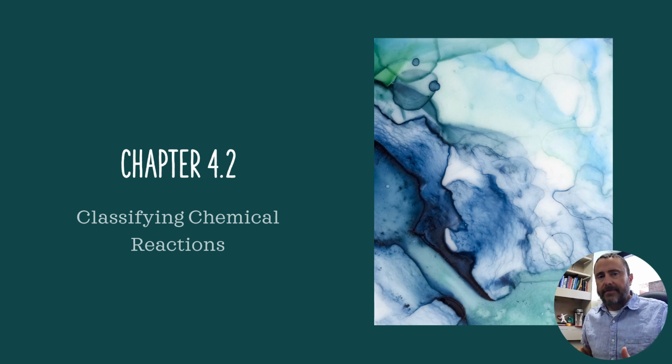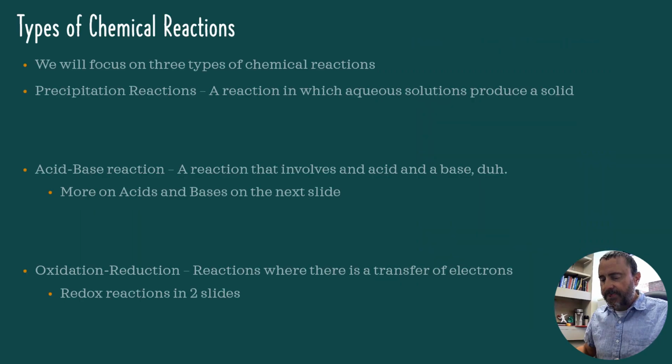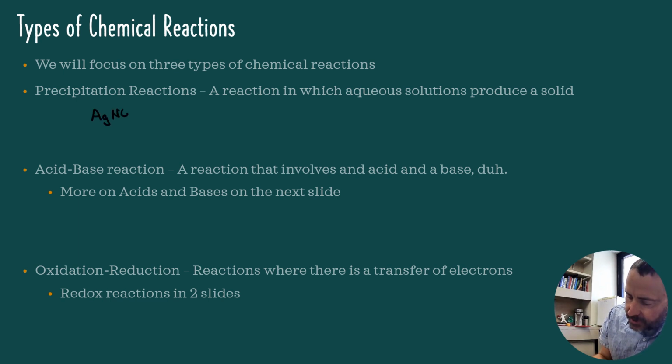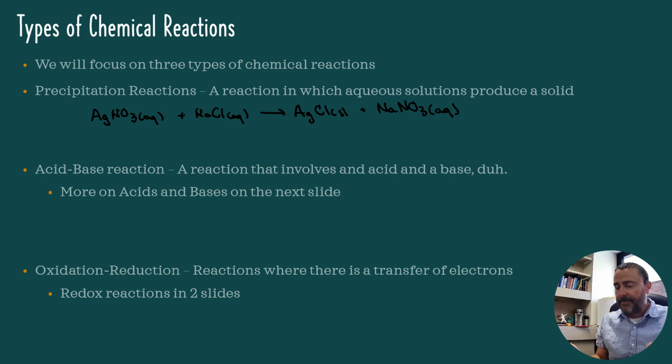All right, now we are going to classify our chemical reactions, right? And so there are 3 different types of chemical reactions that we're going to be interested in. First off, we're going to have precipitation reactions, where aqueous solutions are producing at least one solid. So we might have something like silver nitrate, and it's aqueous, and it's reacting with aqueous sodium chloride to produce a solid silver chloride and NaNO3, sodium nitrate, aqueous.